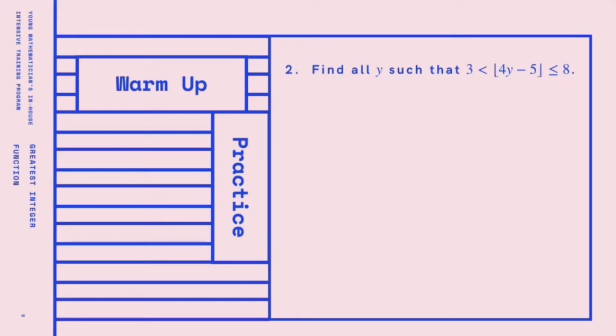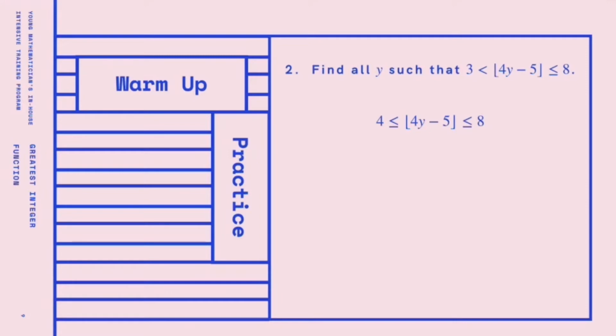So, the greatest integer function of 4y minus 5 is greater than 3. But the greatest integer function is an integer, so therefore, it must be at least 4. Knowing that, we can rewrite this as the greatest integer function of 4y minus 5 is greater than or equal to 4, but less than or equal to 8.